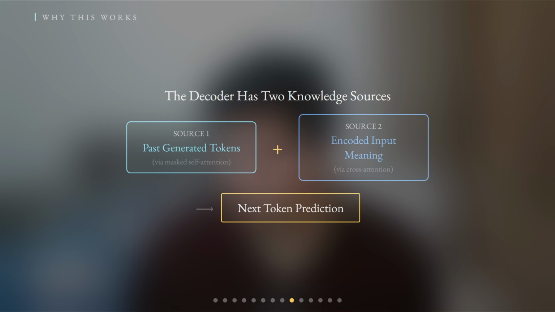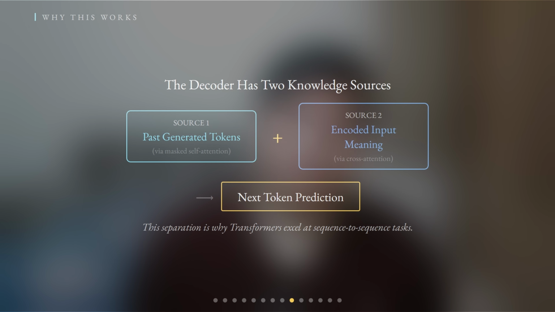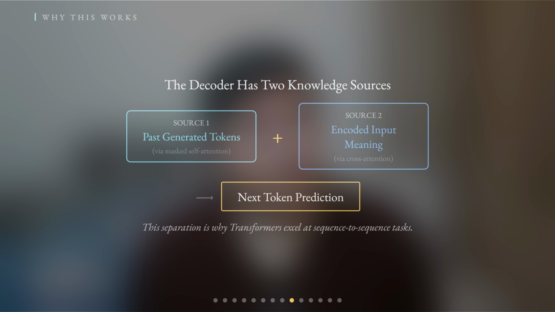These two streams merge and the result is a next token prediction. Past context plus input meaning together produce the next word. Neither source alone would be sufficient. Without self-attention, the decoder loses track of what it has already said. Without cross-attention, it forgets what the input actually means. This dual source architecture is one of the fundamental reasons that the transformer works so well for tasks like translation, summarization, and any task where you need to read one thing and produce another.